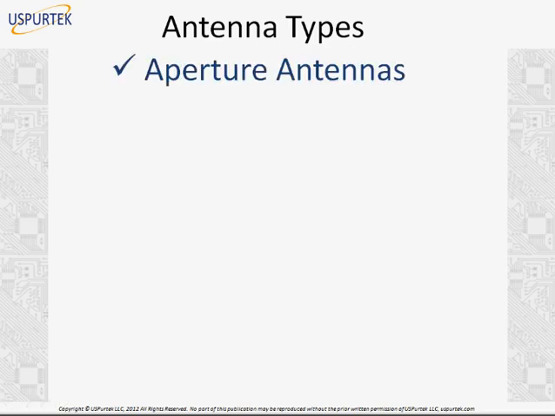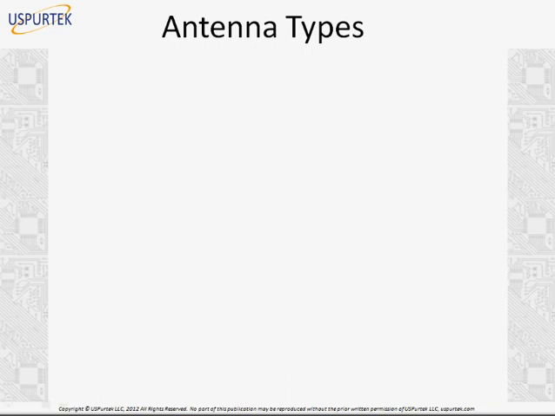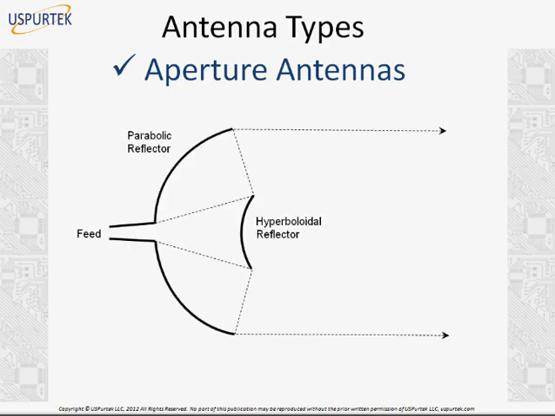Okay. Now we come to aperture antennas. There is a reflector, parabolic dish, and horn antenna, and it's a reflector with multiple feed horns. So it all depends on what type of applications you have for these antennas.